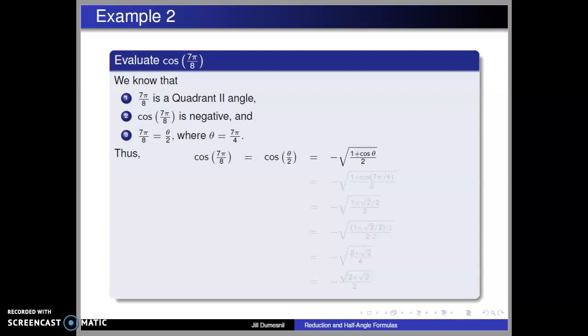Therefore, we can use the half angle formula, plug in theta equals 7 pi over 4, and evaluate cosine of 7 pi over 4 as root 2 over 2, and the rest is algebraic simplification. We multiply the radicand by 2 over 2 to eliminate the fraction in the numerator. Then we distribute the 2 in the numerator. And finally, we take the square root of both the numerator and the denominator. We get that cosine of 7 pi over 8 is negative square root of 2 plus root 2 all over 2. This is an exact simplified answer. An approximate answer could be given by cosine of 7 pi over 8 is approximately negative 0.92388.